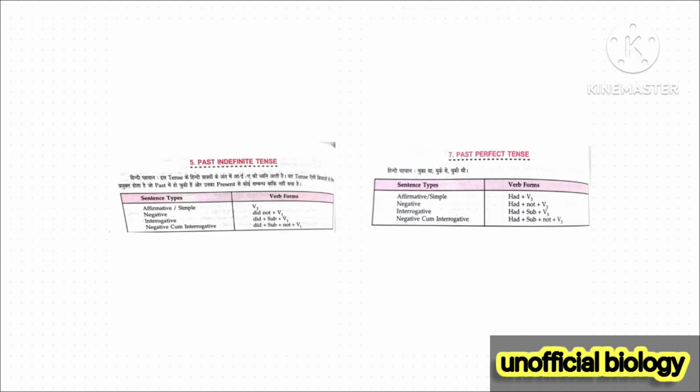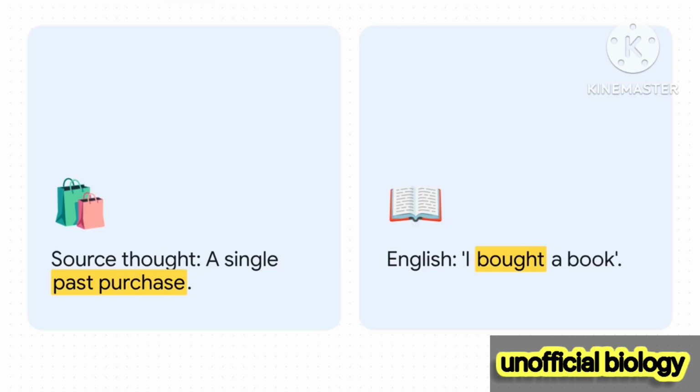When we contrast these rules, you can really see how the past indefinite leans heavily on that V2 form for simple affirmative sentences. But notice the past perfect rule. For thoughts ending in chukatha, it strictly requires the word had, followed by the third form of the verb, V3, regardless of the subject. Let's actually test this out.